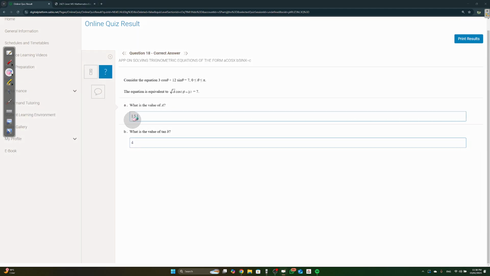Question 18. Given the equation 3 cosine theta plus 12 sine theta is equal to 7, it's equivalent to root a cosine theta minus b. I told you, whenever you have cosine plus sine, it can be written as r cosine theta minus alpha. Okay, what's r? Square root of a squared plus b squared. So square root of 3 squared plus 12 squared. Let's do it.